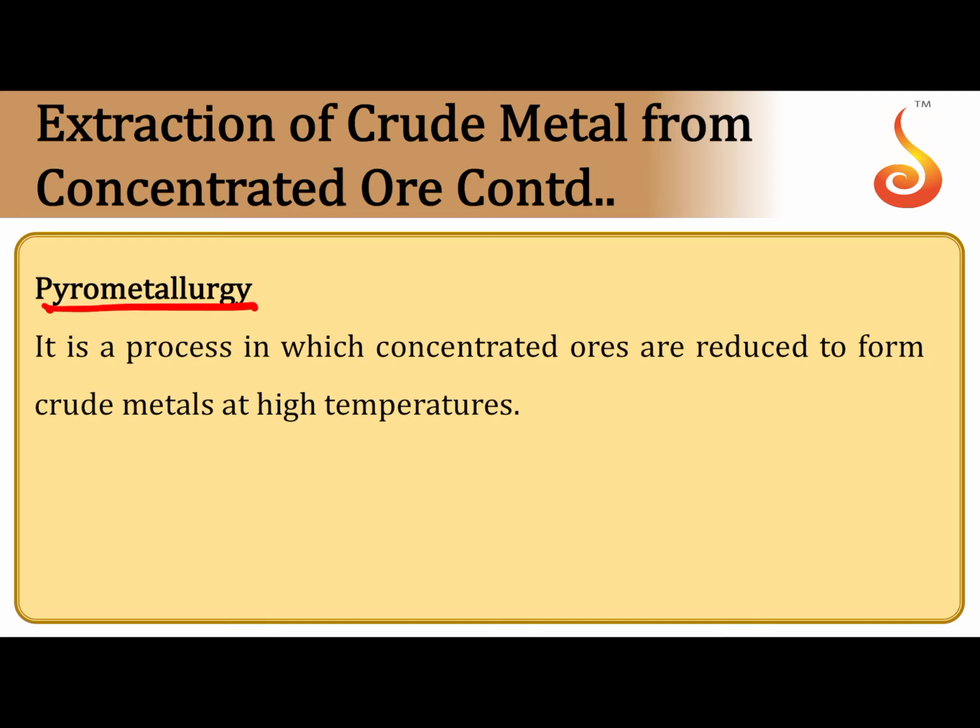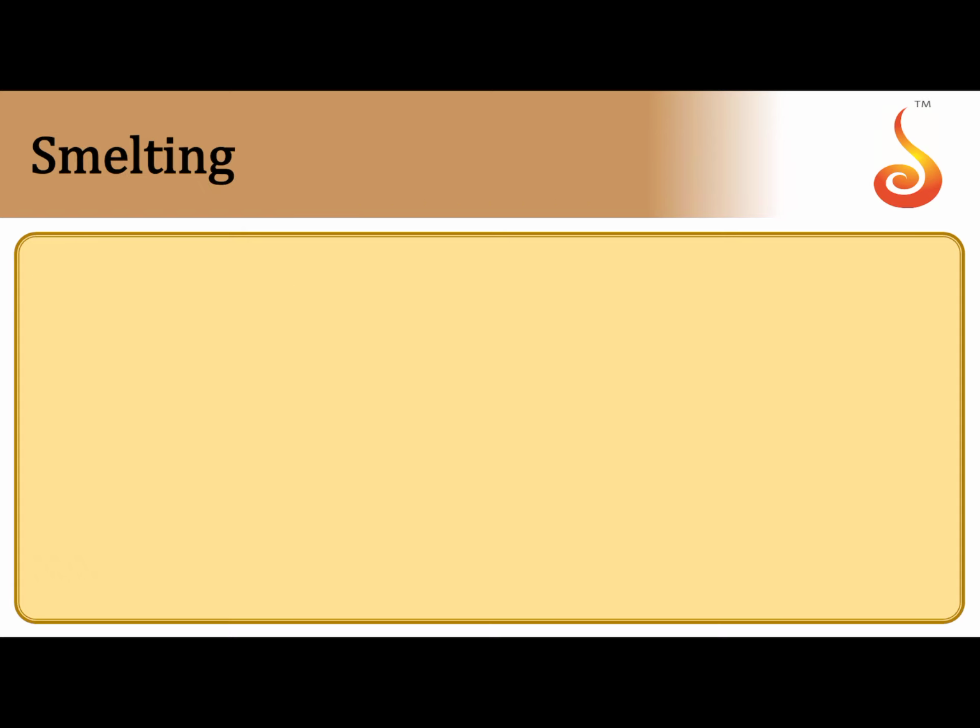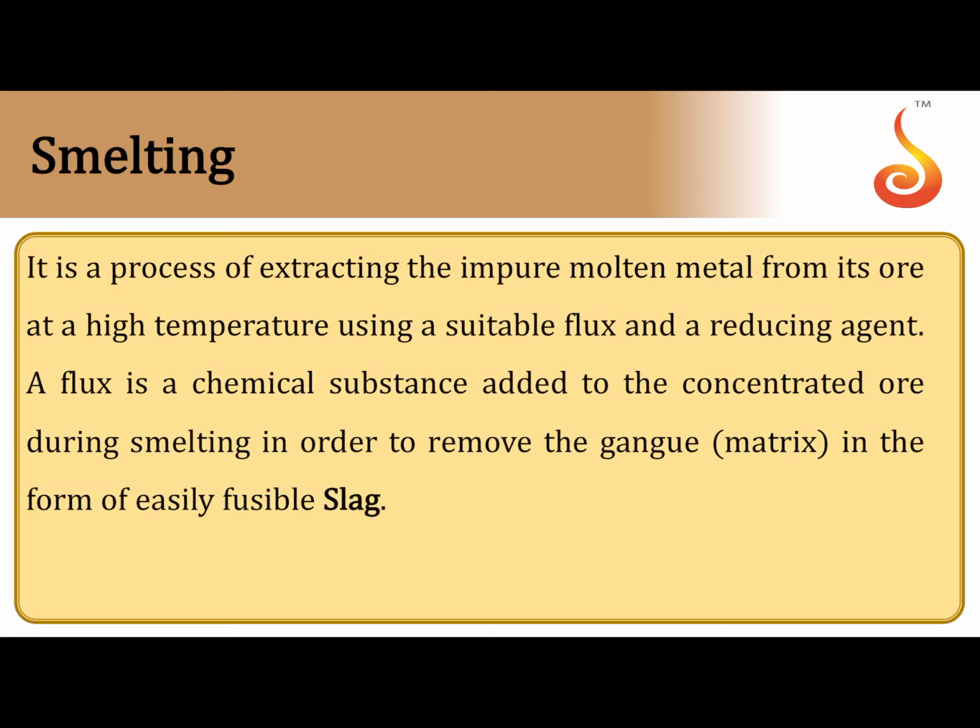From some minerals or ores, metal is extracted by heating the concentrated ore at high temperature. Just by heating the concentrated ore, we can extract metals without using reducing agent or electrolytic reduction methods. Directly by heating to high temperature, from some ores, we can extract metals. That process is specially called pyrometallurgy.